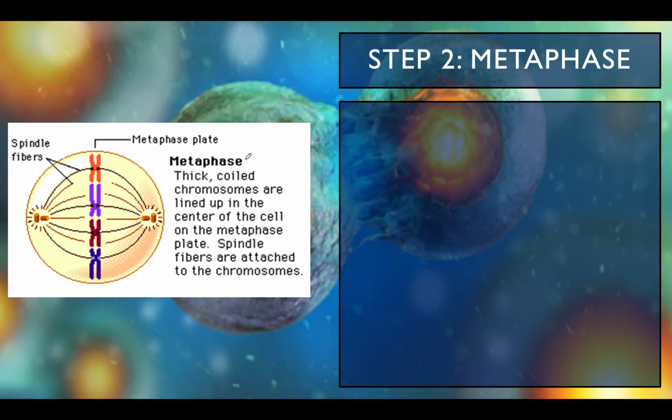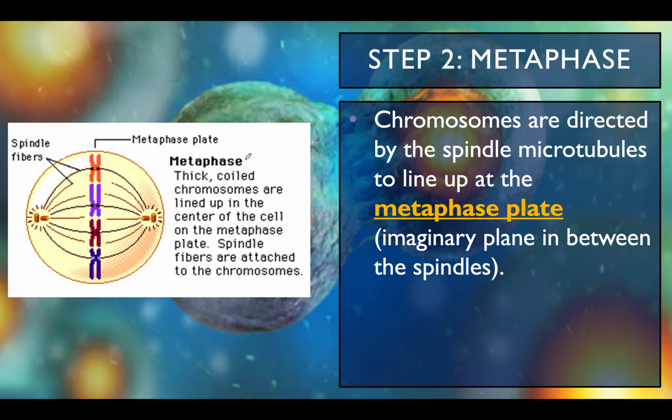Step 2 is metaphase. Chromosomes are directed by the spindle microtubules to line up at the metaphase plate. This is an imaginary plane between the spindles. It is comparable to the equator on Earth. It is not a structure, it is just a line that represents the center. That is the metaphase plate. It is that area in between the cell that we just happen to call metaphase plate. And that's all metaphase really is. It is just the lining up of the chromosomes on that area, that equator area.